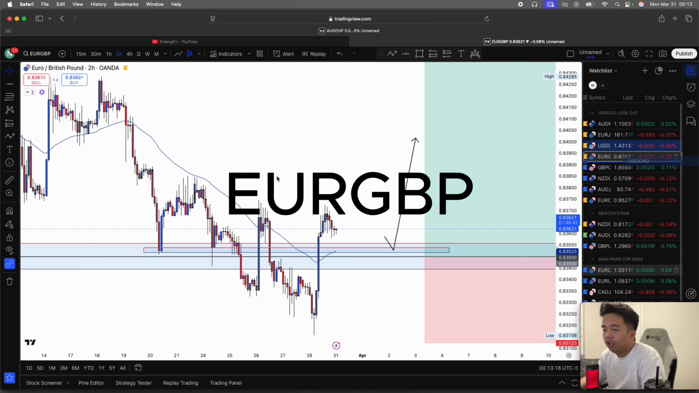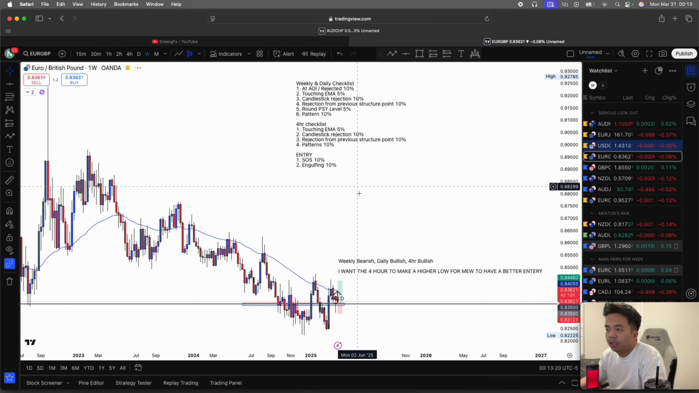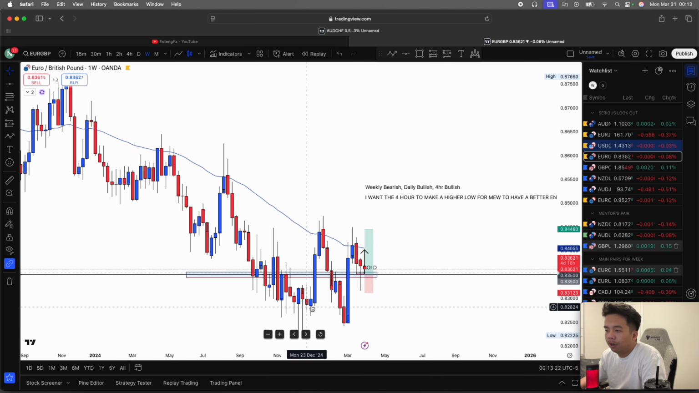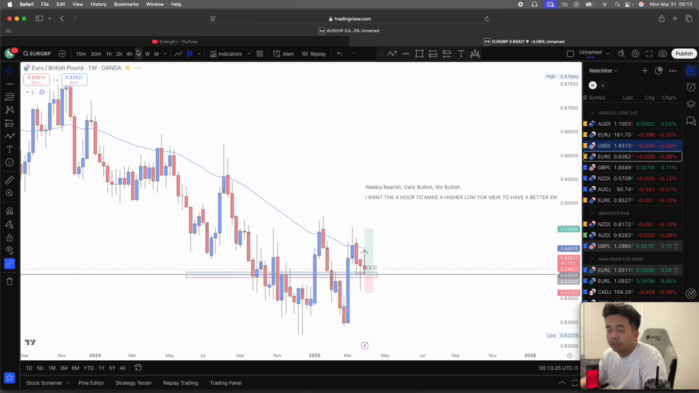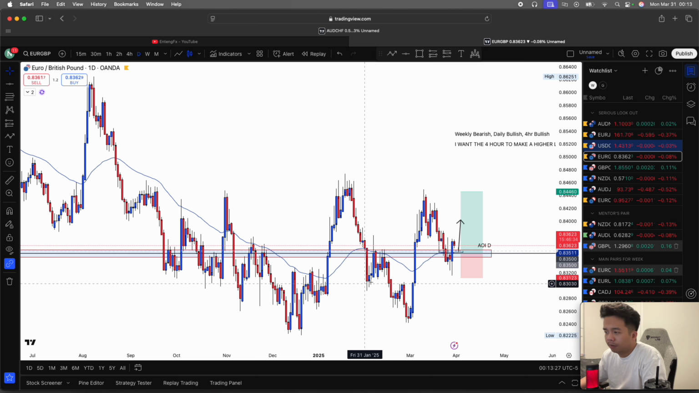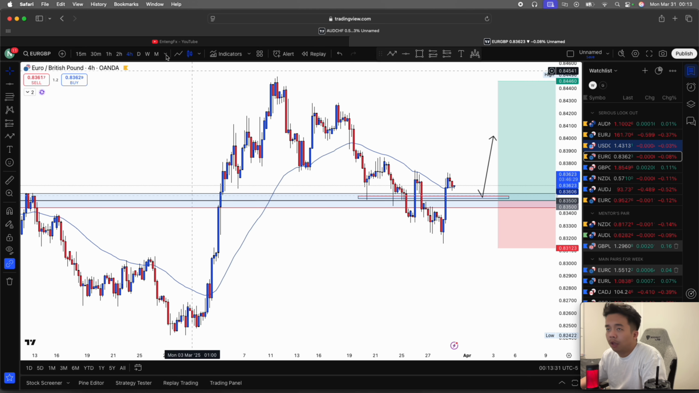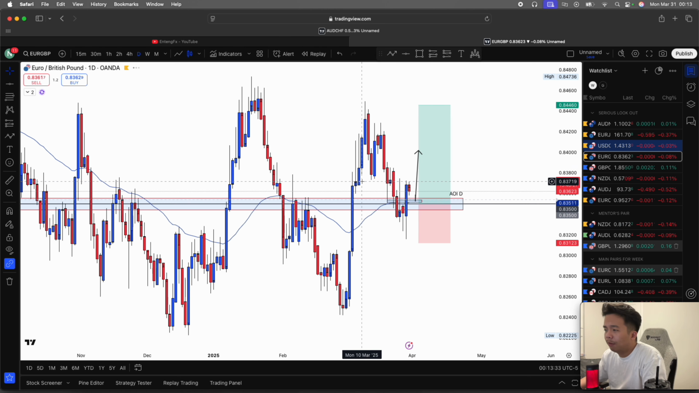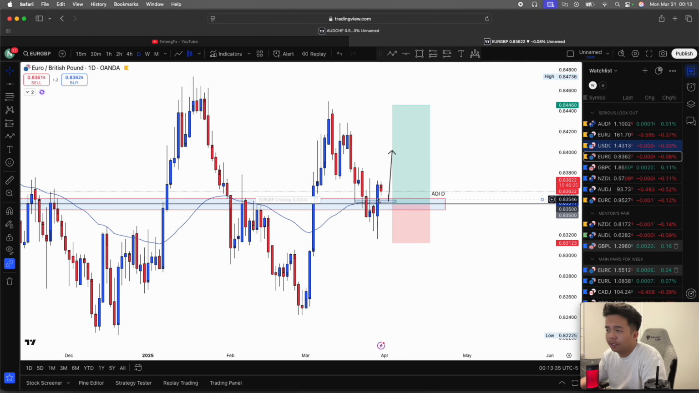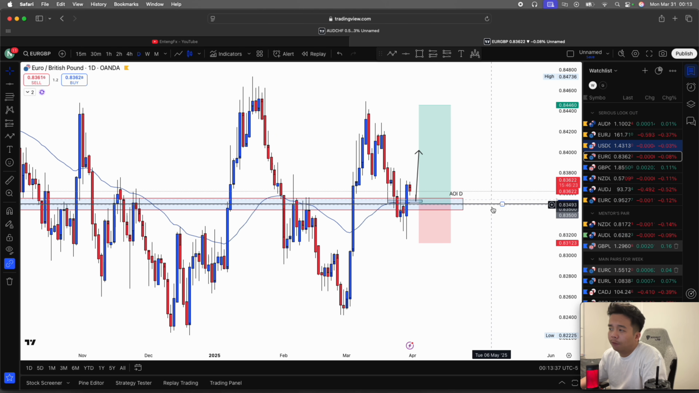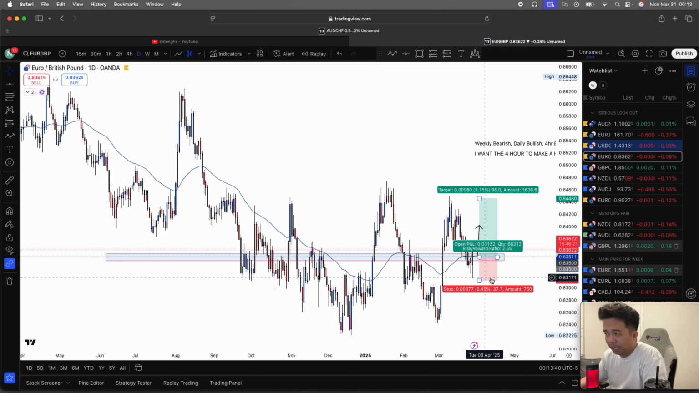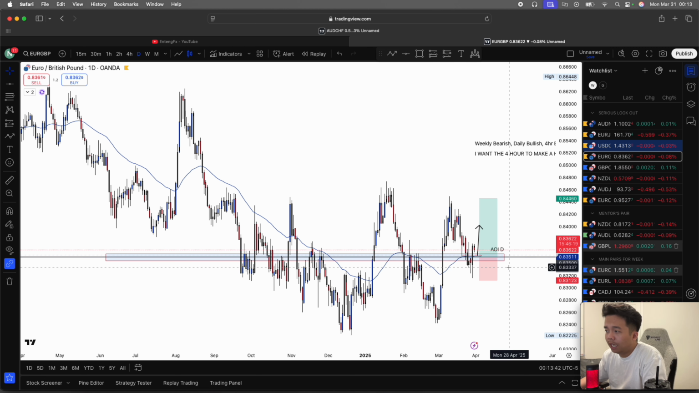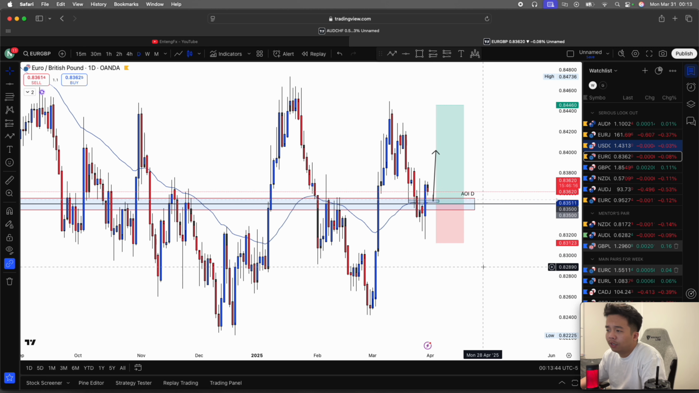And EUR GBP, as you can see on the weekly time frame, we are bearish. Daily time frame, we are bullish, and we are bullish on the 4-hour time frame. So we have time frames in sync on the bullish. And right now, price action, we have a daily area of interest on this area.